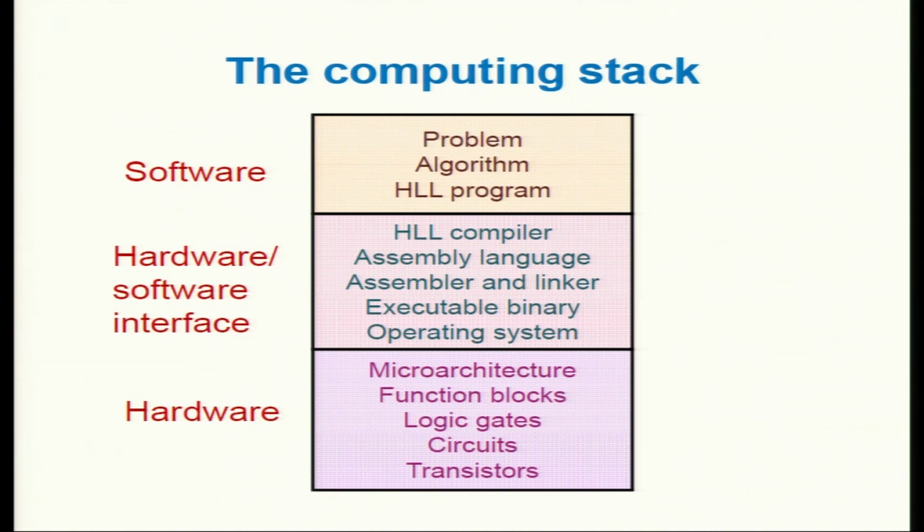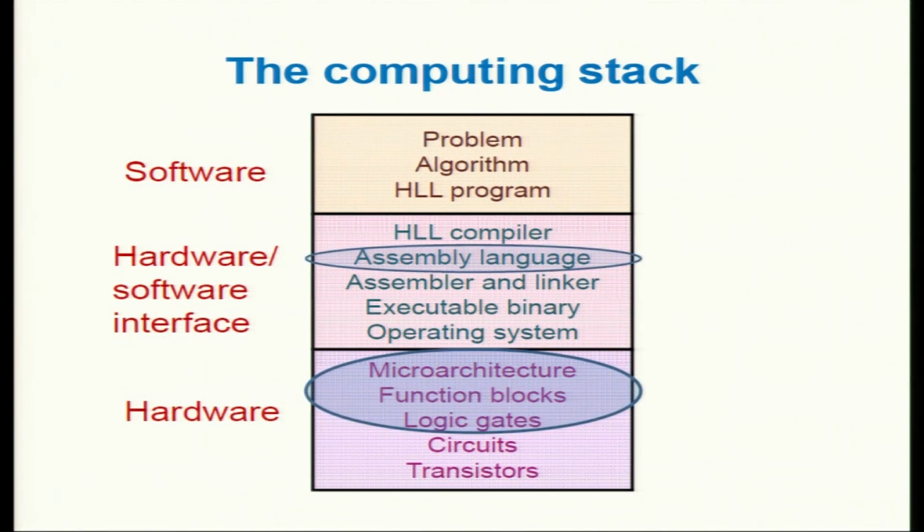And in the middle sits our compiler, assembly language, assembler, linker, which leads to the executable binary, and of course the operating system, which is sort of an intermediary between the upper portion and the lower portion. So this is what consists of computer architecture: knowledge of assembly language, microarchitecture, function blocks, and logic. So this is roughly what computer architecture means.